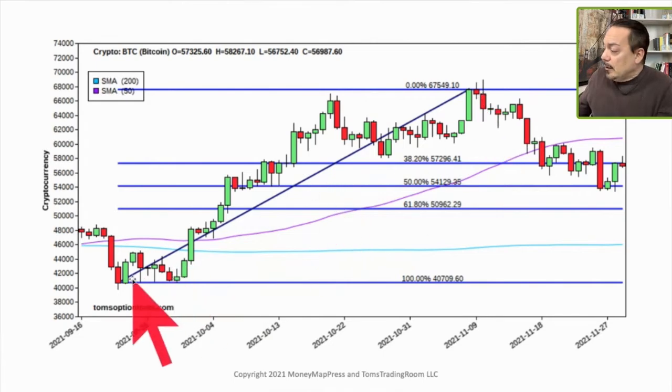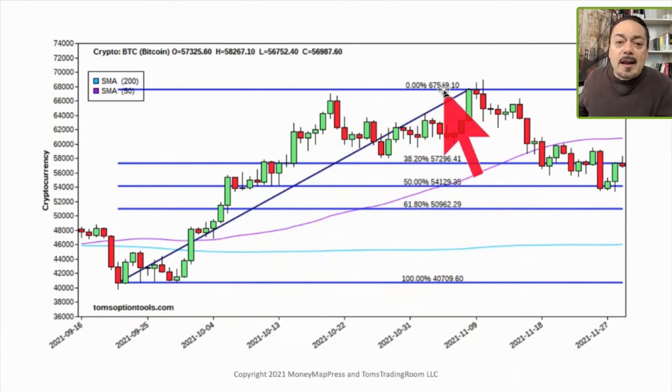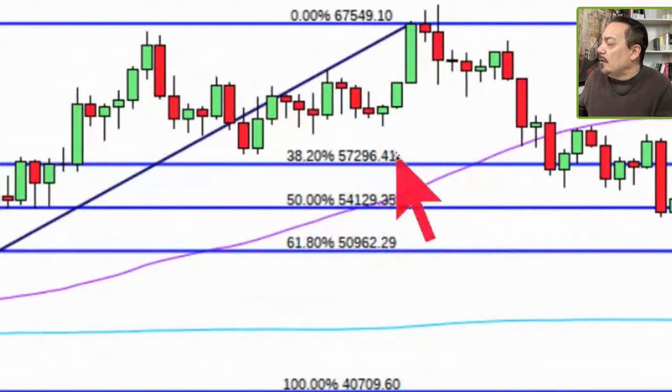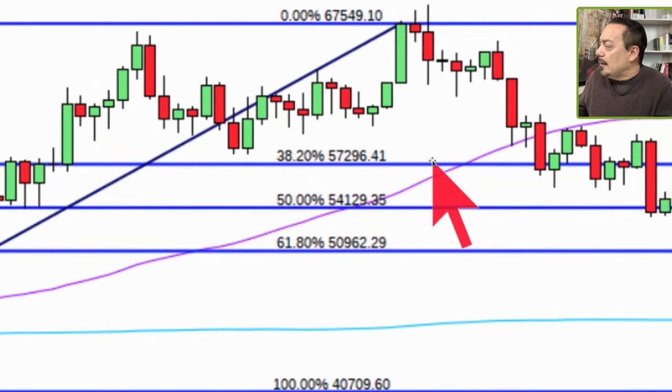So when you see this closing low down here, that's where I snap the grid. That's where I snap the low. When you see this closing high that occurred on, I believe, November 10th, that's where I snap the closing high. Now we start to pull back. If you take a look at the low and the high, and we were to take 38% off that low to high, that's going to put us right here in the 57,296 range that you're seeing on my screen. So we've gone up, we pull back 38%, and that's the 38% level.